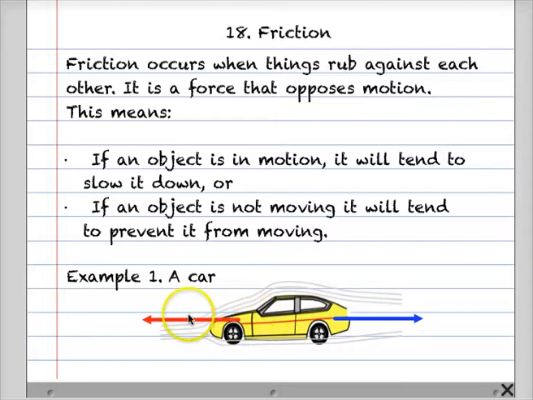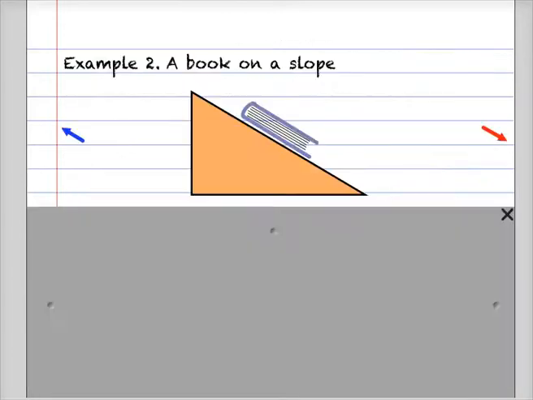and the red arrow represents the push force from the car. Now if the push force from the engine became smaller, we can see that friction is now bigger than the push force, and it's going to tend to slow the car down. If I put my foot on the gas pedal again and make the push force from the engine bigger, it's going to tend to speed the car up. Note that the friction force here is in the opposite direction to the movement of the car through the air.